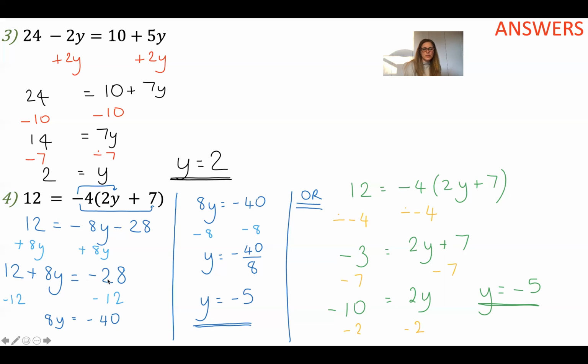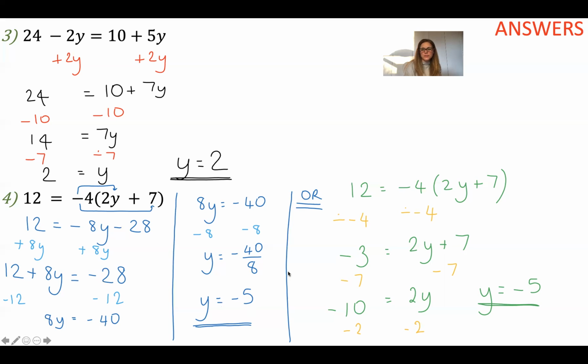Okay, so I've got 12 plus 8y equals negative 28. I'm now subtracting my 12 from both sides. 8y is negative 40. So if 8y is negative 40, again, this is a division sign, divide by 8, divide by 8, y equals negative 40 over 8, y equals negative 5.